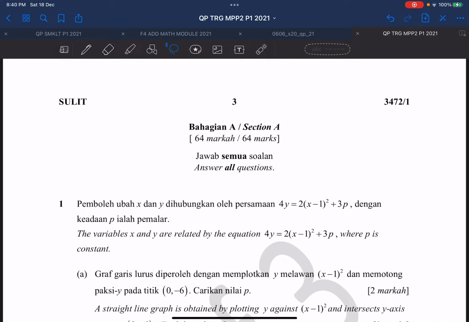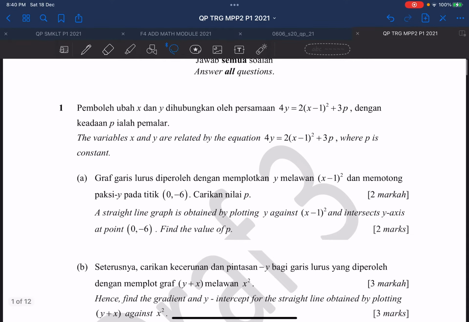We will be discussing Terengganu Trial Paper 2021, MPP2 Paper 1, Question 1. Question 1 is related to the chapter Linear Law. For the first question, it's given a bunch of equations, where p is a constant, and refer to question a. They say that the straight line graph is obtained by plotting y against (x minus 1) squared, and the y-intercept is -6, and hence they want us to find the value of p.